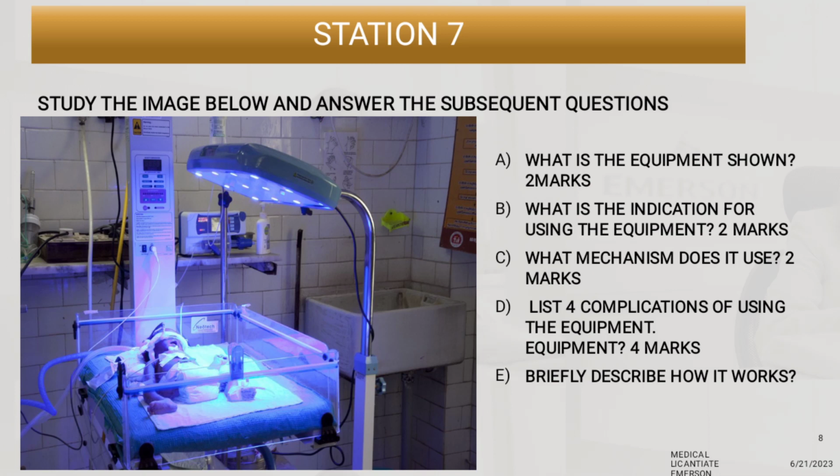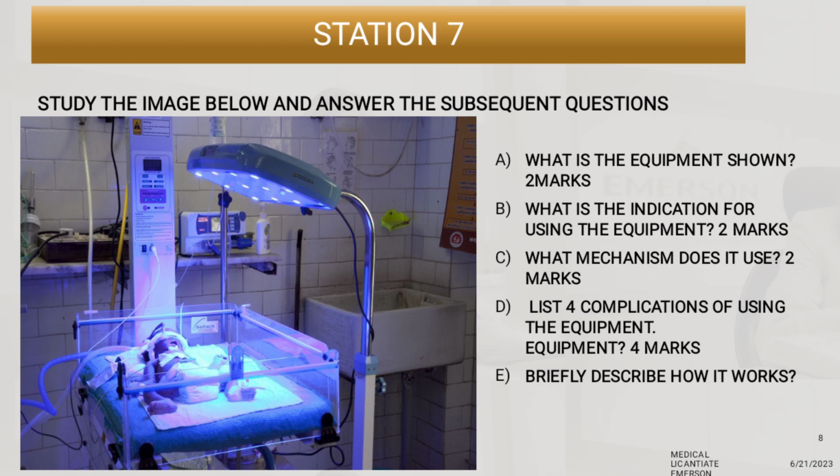Today we are going to go through another case study, which says to study the image below and answer the subsequent questions. So we have this machine here. Question A asks what is the name of the equipment shown, B asks what is the indication for using this equipment, C asks what mechanism it uses, D asks to list four complications of using the equipment, and E asks to briefly describe how it works. So let's go ahead with the answers.